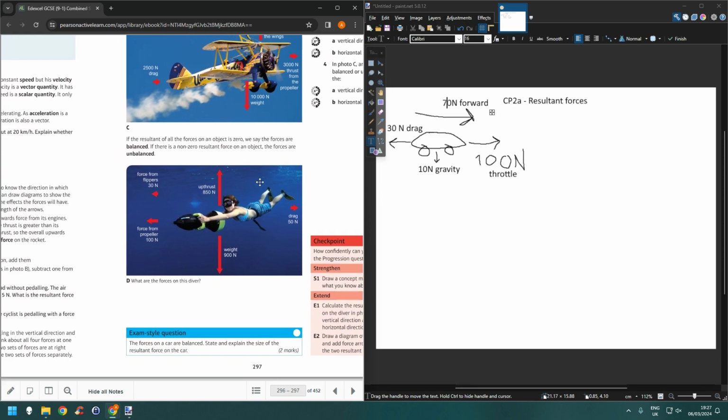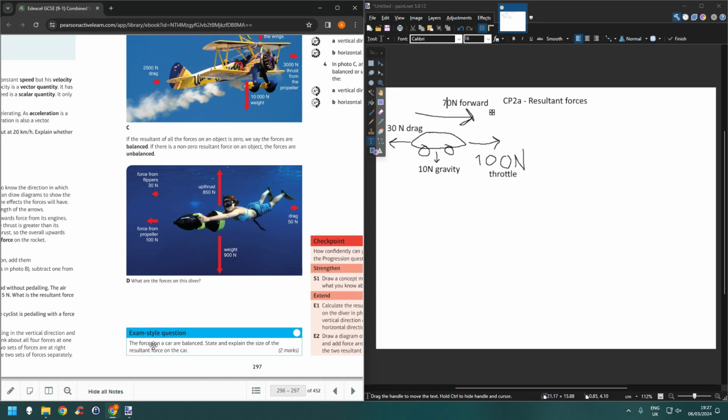We can also look at this one here. Weight is 900 newtons and upthrust is 850 newtons, so the up and down is 50 newtons downward, because 900 take away 850 is 50. Because there are two arrows going this way, it's important to add them together first. So there's 130 newtons total force going forward and 50 going back. So if we take 50 away from 130, we get 80. So the forces on this diver are 50 newtons down, 80 newtons forward.